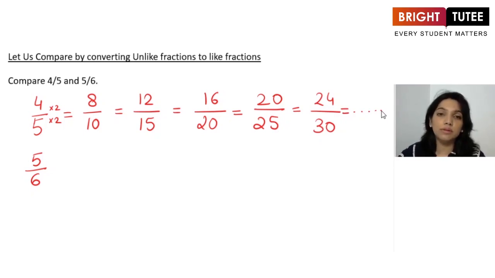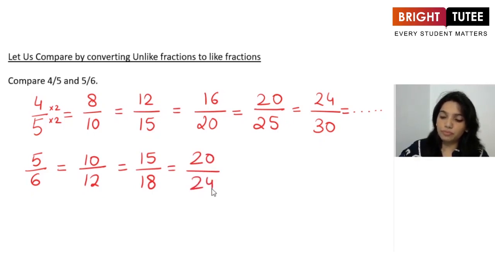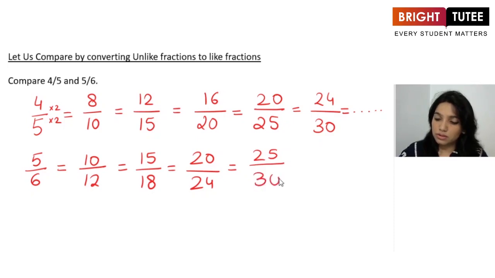Let's do the same with the other fraction as well. 5 over 6. Multiplying numerator and denominator by 2 gives 10 over 12. Multiplying by 3 gives 15 over 18. Multiplying by 4 gives 20 over 24. Multiplying by 6, not 6, 5, so it will be 25 over 30.